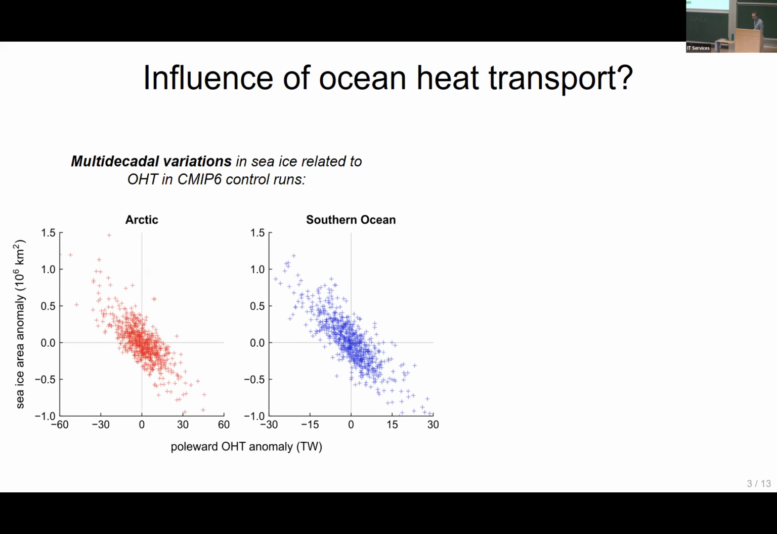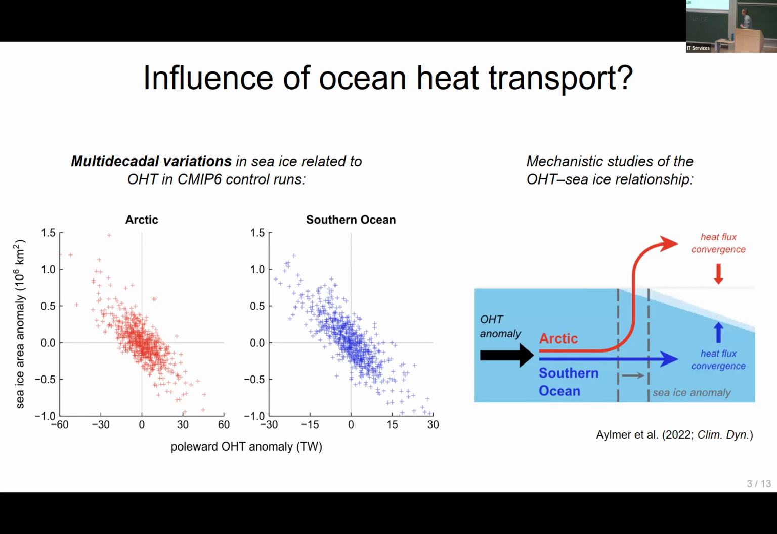Many studies have focused on the mechanisms behind how this works. I'll shamelessly plug our own earlier work here, though there are many other examples. This is one where we looked at this multi-decadal variability in the control simulations, and we identified that despite this similar relationship in the two hemispheres, there are substantially different pathways with which the ocean heat is affecting sea ice cover.